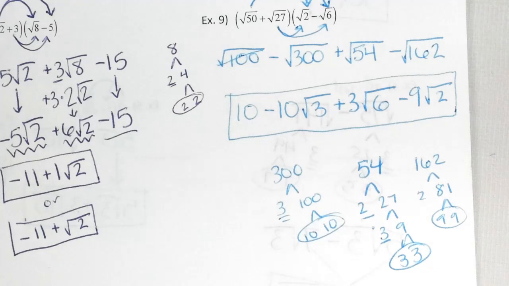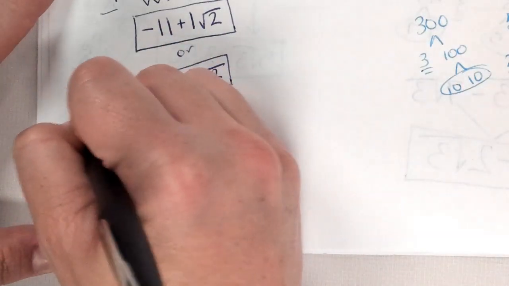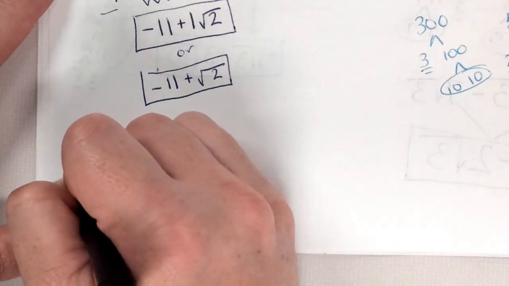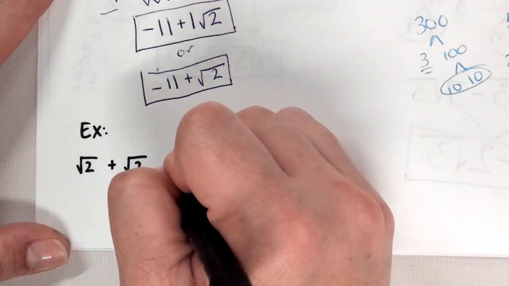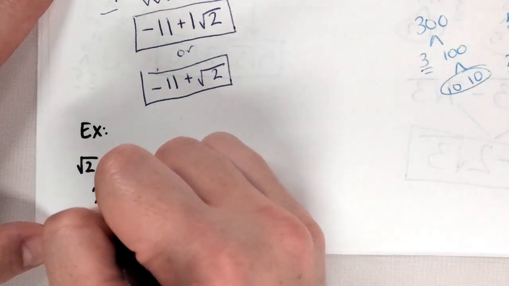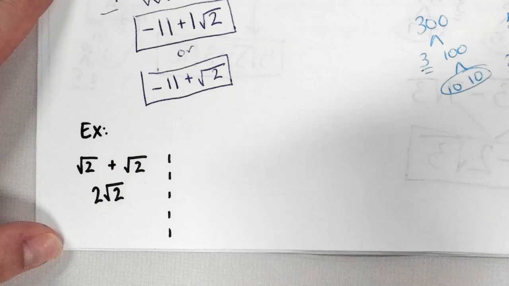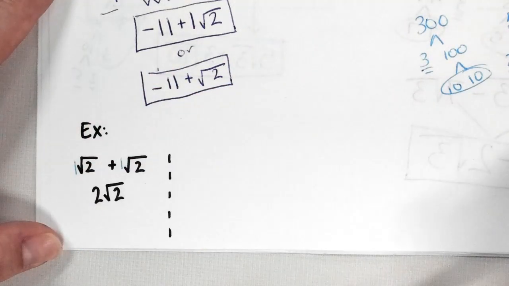Okay, before you flip to the practice, I do want to talk about one thing. So if you look right here, I'm going to do a couple examples. If you have the square root of 2 plus the square root of 2, what does that equal? 2. You're exactly right, 2 square root of 2. Because you can put an invisible 1 in front of both of these, right? And 1 plus 1 is 2, correct?